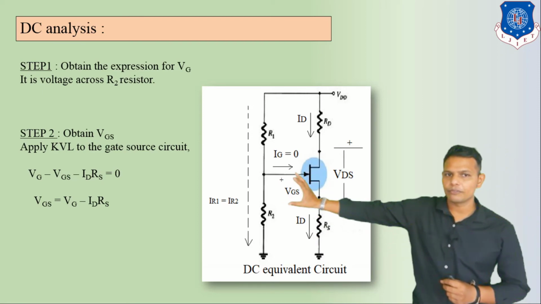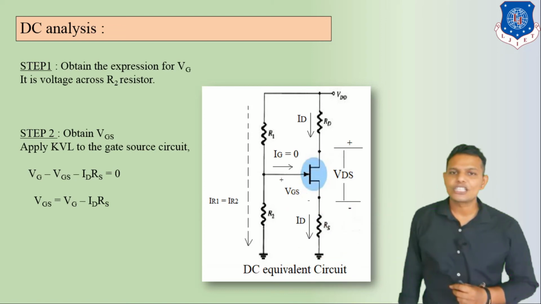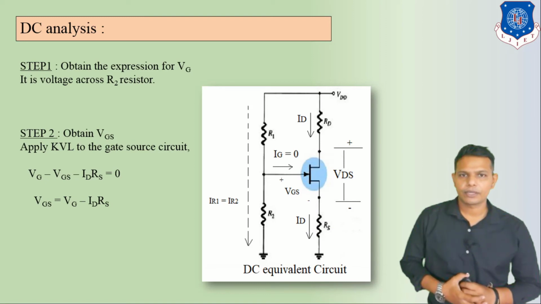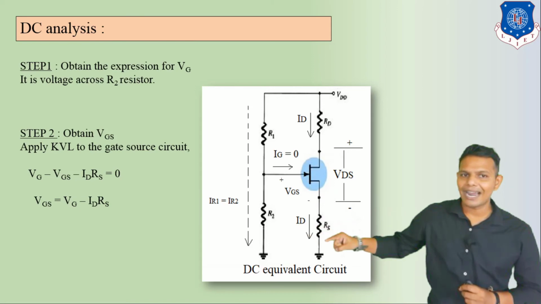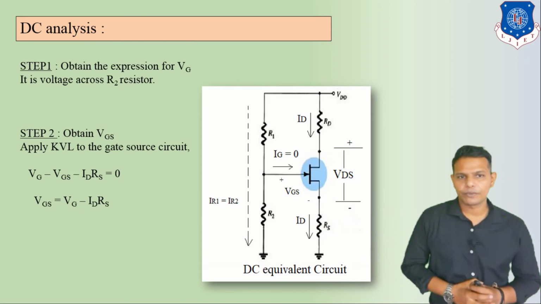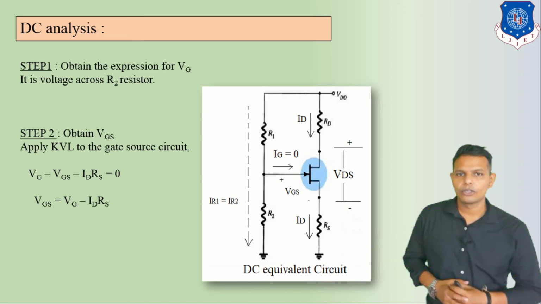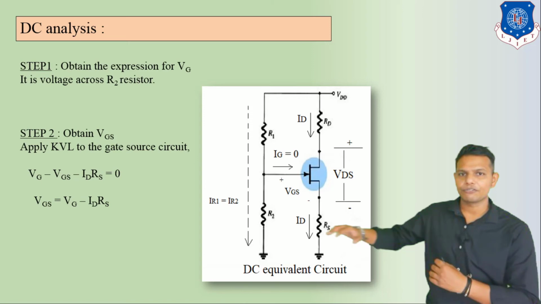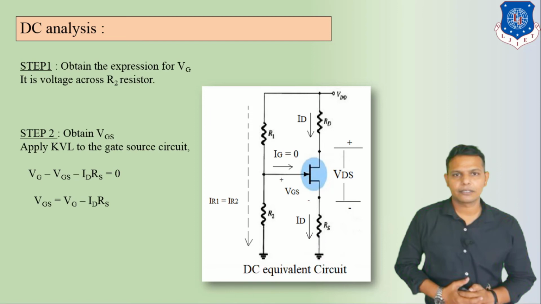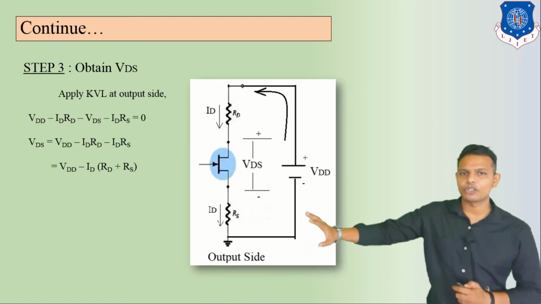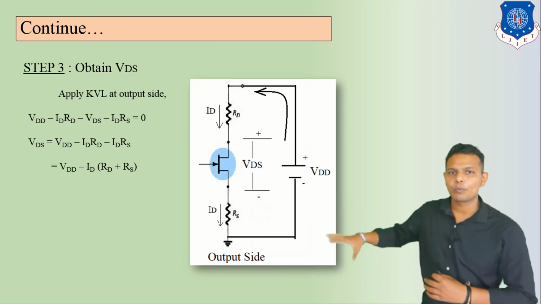Now what is VG? VG is the point between the R1 and R2 resistors. That node is known as VG. Now VG minus VGS minus IDRS is equal to 0. Now we have to find the expression of VGS, so we should take VGS as the subject. VGS is equal to VG minus ID into RS. Now next, step number 3, obtain VDS, and we will get VDS at the output side.